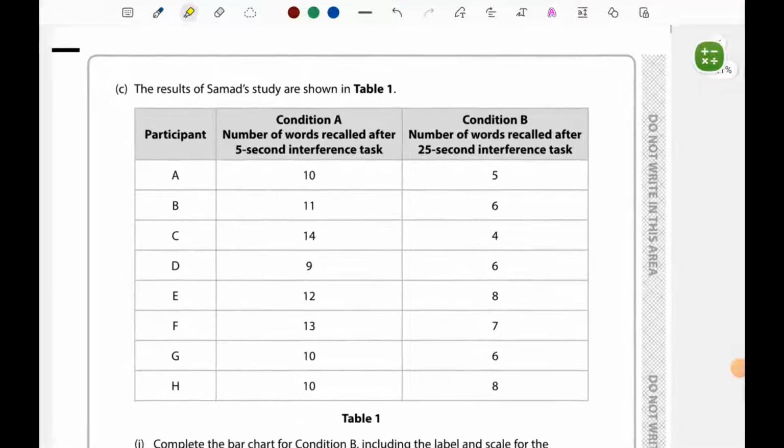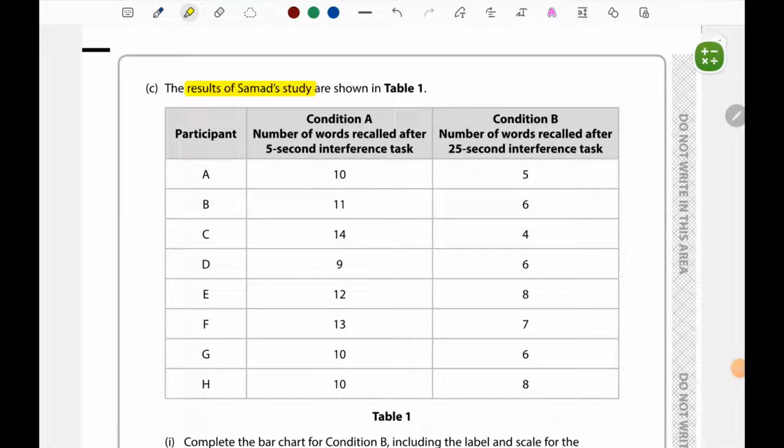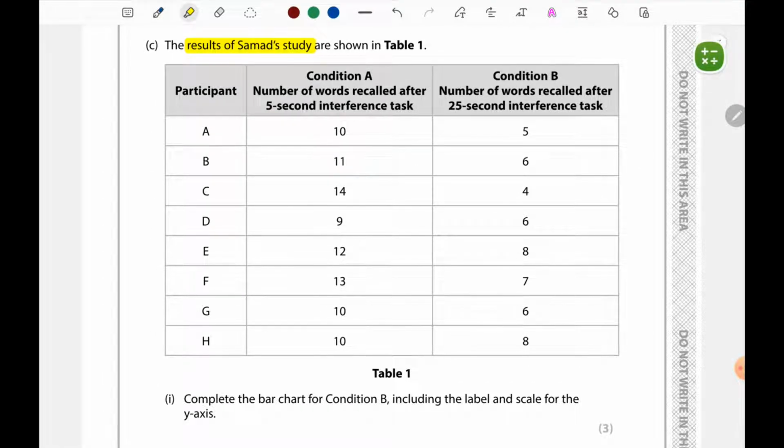Okay, next they have shown us the results of Samaj study. And what we should do whenever there's a table in front of us, we should read the title of the table. Now, here there's no naming as such, they've just titled it as Table 1. And so we understand, okay, it's about results of Samaj study. Next, we should look at the columns. The first column is just giving us serial number of the participants. Second column is talking about condition A in which they participated, which we have already seen. 5-second interference task is what they had to perform in that condition.